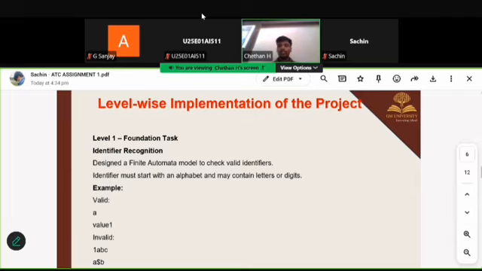Levels of implementation of the project. Level 1 foundation task. It uses a finite automata model to check a valid identifier. An identifier must start with an alphabet and may contain letters or digits. Example: A is valid, and 1 is invalid.